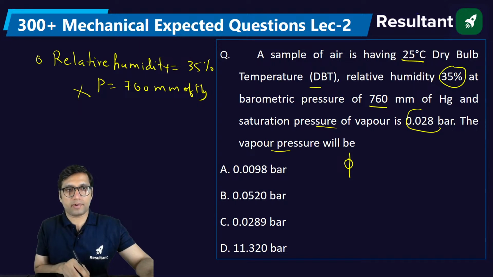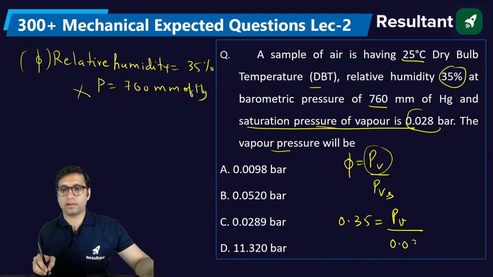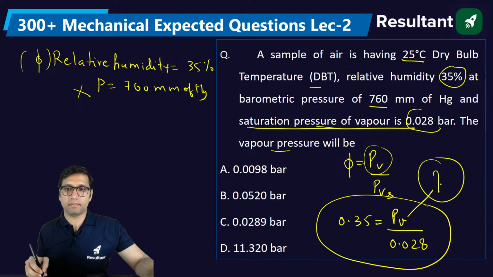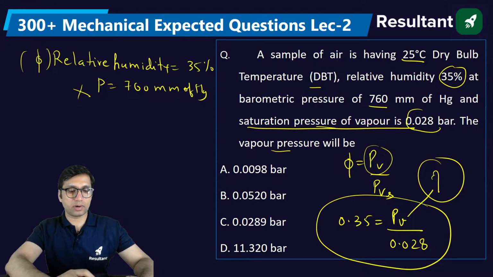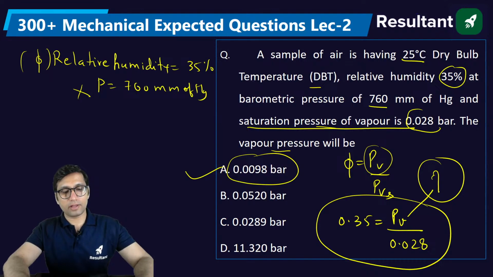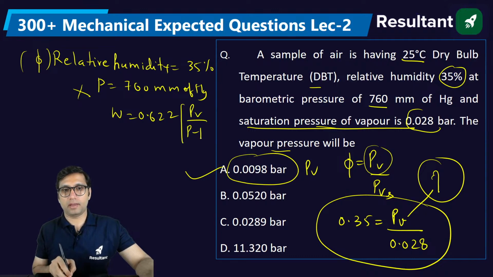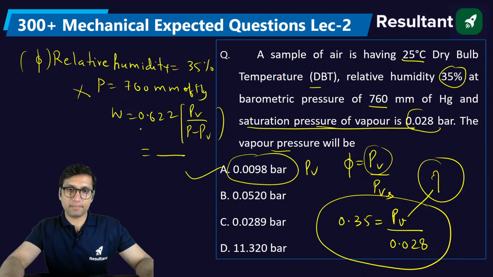Relative humidity, phi, is equal to PV by PVS. In this question, they have given relative humidity, and asked for vapor pressure, PV. The saturation vapor pressure is given as 0.028. Just multiply and you will get the answer. The barometric pressure is not required. If you multiply, you will get 0.0098 bar vapor pressure. The advantage is that if you know PV, you can find the specific humidity, 0.622 of PV over P minus PV. That can be the use of finding vapor pressure.